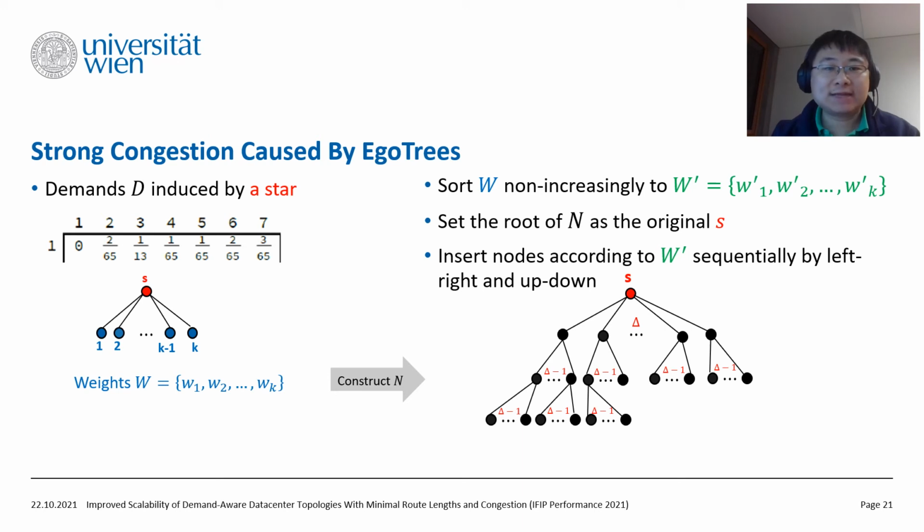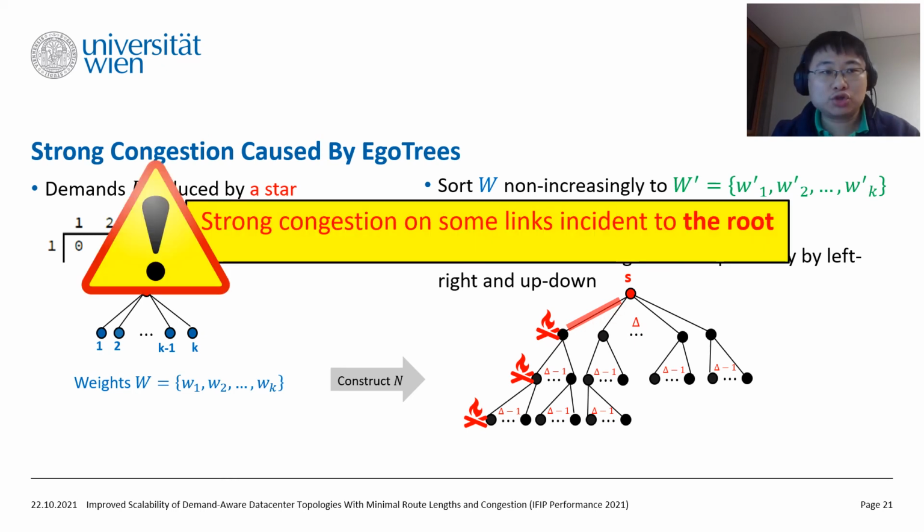Now we talk about some drawbacks of the Ego tree. It may increase the congestion. Recall how we construct this Ego tree. These nodes have higher communication intensity to S than the other nodes in the same level, which means this edge will suffer very strong congestion. This is a drawback of the Ego tree.